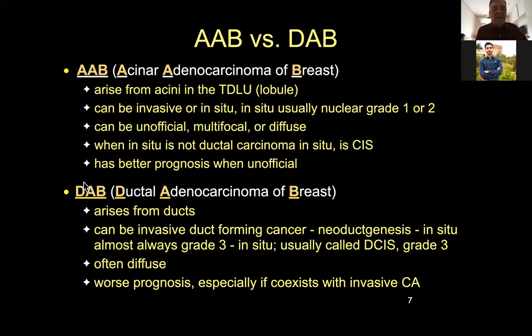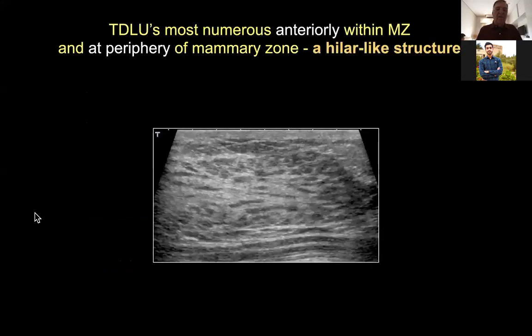Now, DAB is ductal adenocarcinoma of the breast. It does arise from the ducts. It can be DCIS, but it can also be an invasive duct-forming cancer. We know that some of these are actually stem cell cancers that have undergone epithelial to mesenchymal transformation. And there are many tests that we can do to confirm that these are stem cells, including CD44 plus, CD24 minus, ALH. There are various other things we can do to prove that they're in fact stem cell cancers and not really in situ. Now, let's just talk about the difference between DAB and AAB.